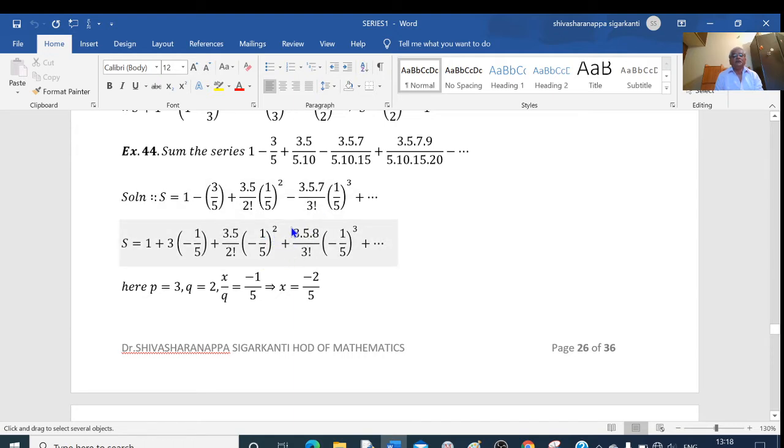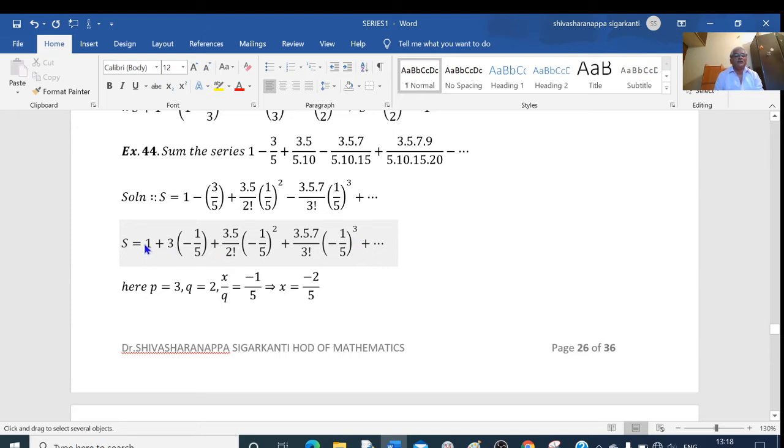Then for this term, the negative sign is here. I will write this negative sign inside. This power 3 will create a negative sign, so I will make this as plus. And this term 3, 5, 7 divided by 3 factorial into, I can write the negative sign here, I will make this as plus because minus 1 to the power of 3 gives minus, so minus 1 by 5 to the power of 3.